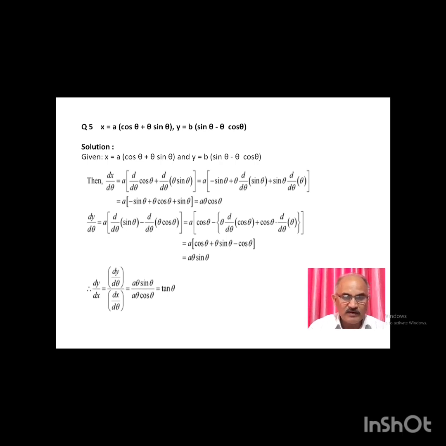So by simplifying we get dx upon d theta is equal to a theta cos theta, and dy upon d theta we get a theta sin theta. So finally we get dy upon dx, first order derivative, dy upon d theta divided by dx upon d theta is equal to a theta sin theta divided by a theta cos theta, and a theta divided by 1, so is equal to tan theta. So therefore the dy upon dx first order derivative result is tan theta.